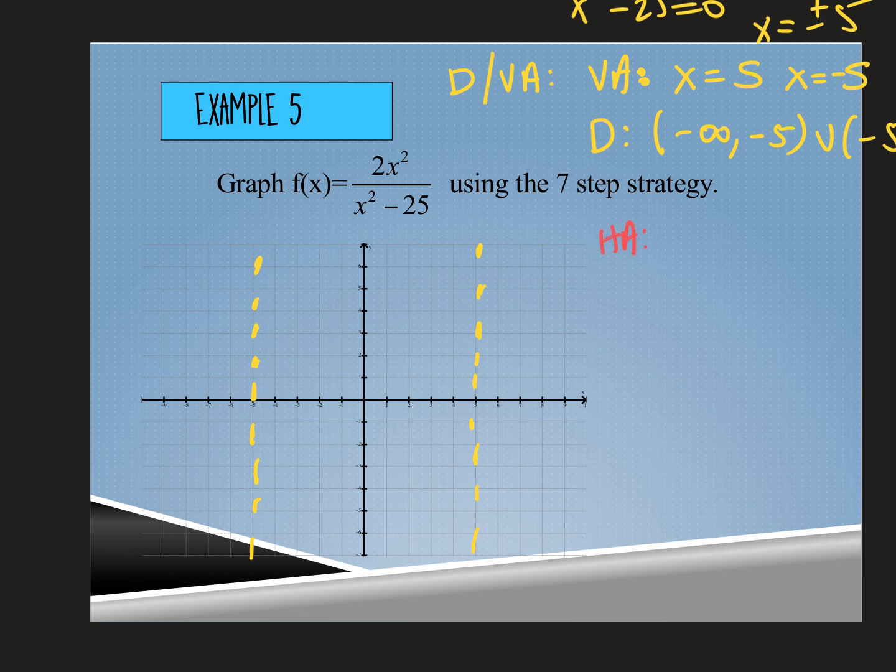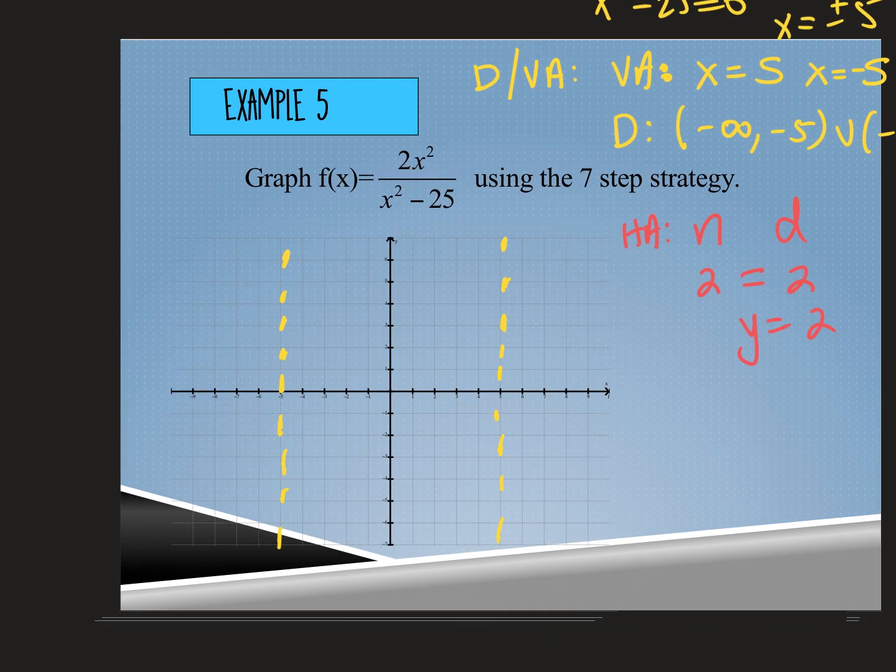How do we find horizontal asymptotes? Compare the numerator to the denominator. What's the degree of the numerator? 2. Highest exponent, guys. That's what we're looking at. What's the degree of the denominator? 2. So 2 is equal to 2. So what's your horizontal asymptote? Y equals 2 over 1, so 2. So right at y equals 2, go ahead and draw a dotted line.